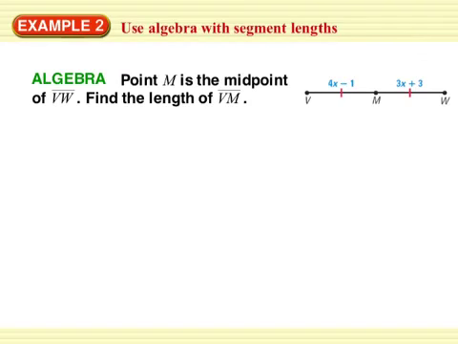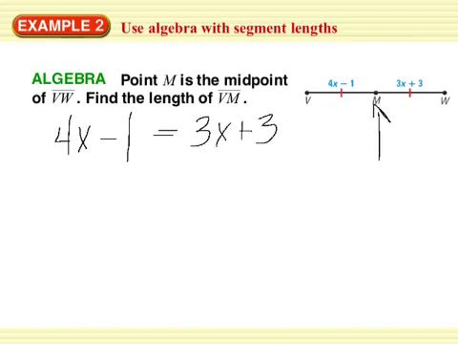Example 2, algebra. I love algebra. I hope you like it too. Here we have point M is the midpoint. That means it has bisected segment VW. So find the length of VM. If that's the midpoint, we know that this segment and this segment are congruent. Since they're congruent, we can set them equal to each other. We can say 4x minus 1 is equal to 3x plus 3.